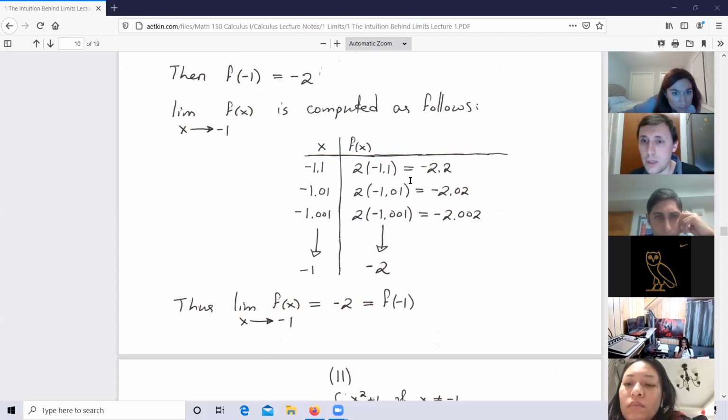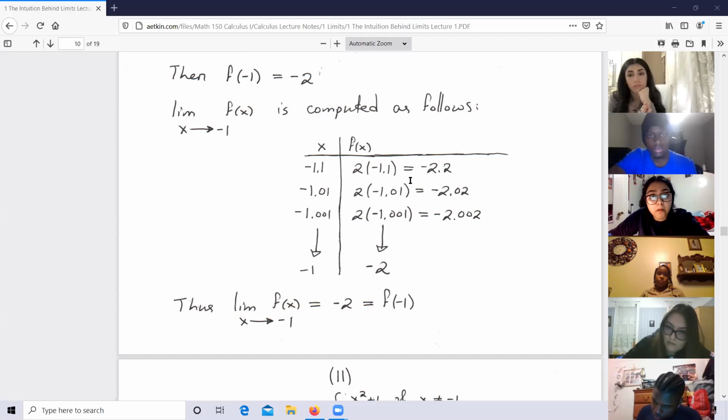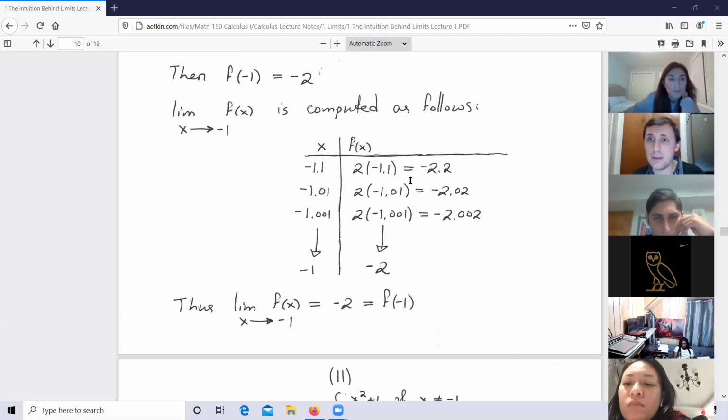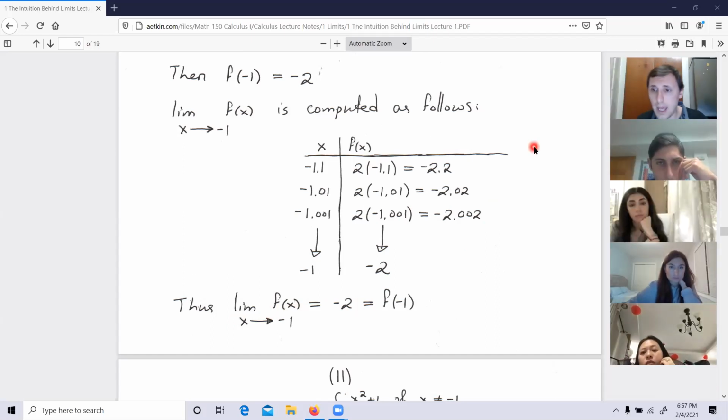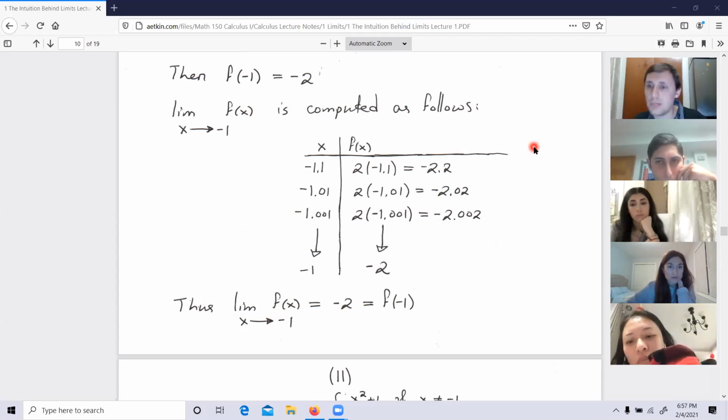Novice students always say, oh, just plug in the value. It just happens that in this case, the two different processes end up giving you the same end result. You understand? You plugged in minus 1, you got minus 2, and you plugged in approximates of minus 1, and you got minus 2 as well. But the process was entirely different. Okay? Limit is all about the process.